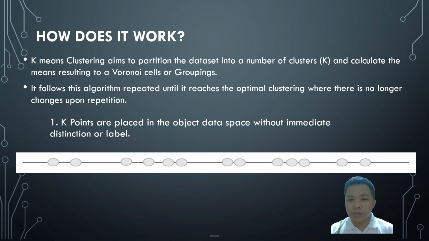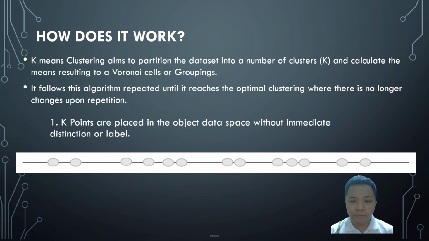Okay, so how does k-means clustering work? As mentioned, k-means clustering aims to partition the dataset into the number of clusters that you have identified. You can calculate the means, resulting in a Voronoi set for groupings. It follows an algorithm repeatedly until it reaches the optimal cluster where there is no longer repetition. So how does it work in actual?